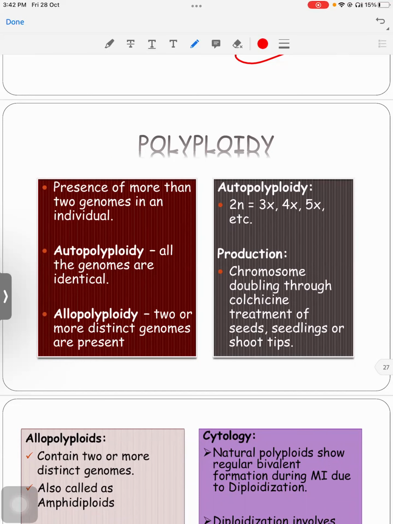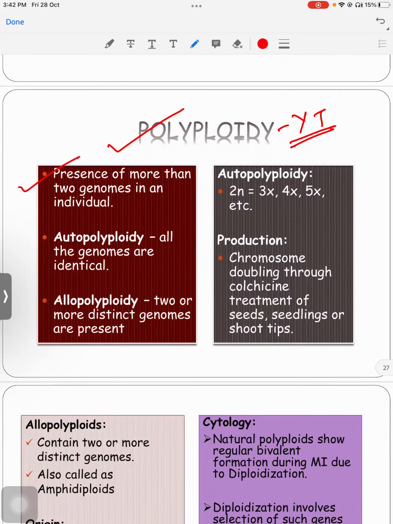Then we have the concept of polyploidy. This is also there on the YouTube channel. Please go through it; that would be more than sufficient. Here, polyploidy is the presence of more than two genomes in an individual. I told many students to make it like this: autopolyploidy, allopolyploidy, segmental polyploidy, auto-allopolyploidy.